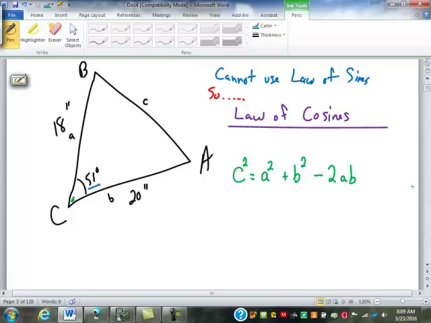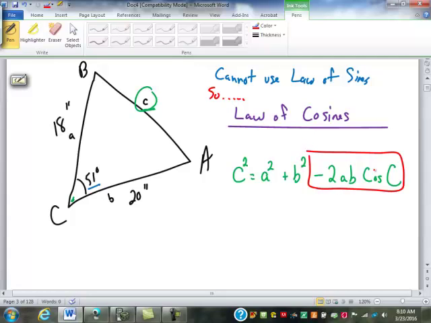We just forced it to be. C is the missing side. I always relabel my triangles to make C the missing side. That way this formula fits right in. But it doesn't matter what the labels are. C is the missing side. A and B are the two sides you're given. So our correction factor, this is where it differs from the Pythagorean theorem, is this little thing right here: minus 2 times side A times side B times the cosine of angle C.